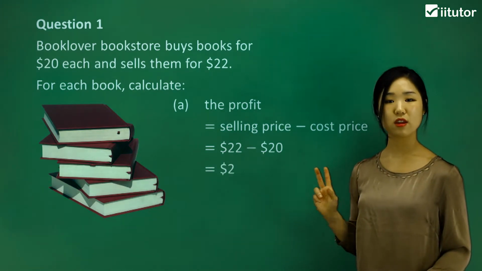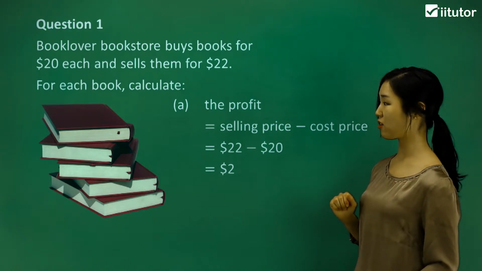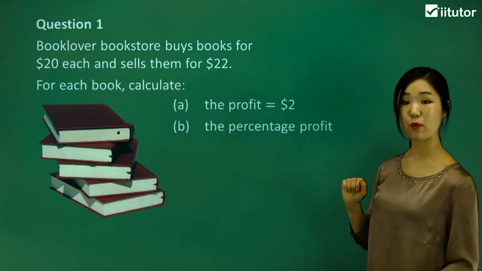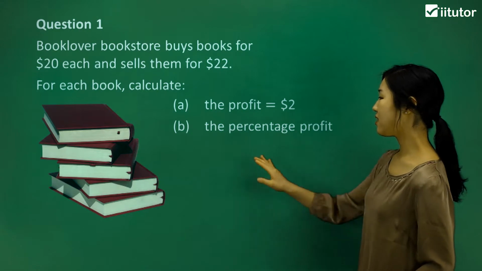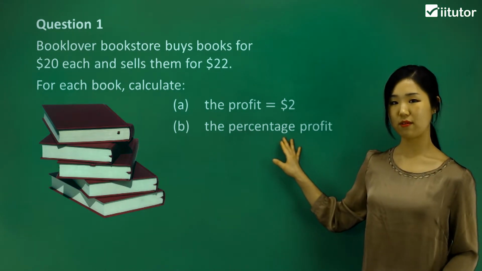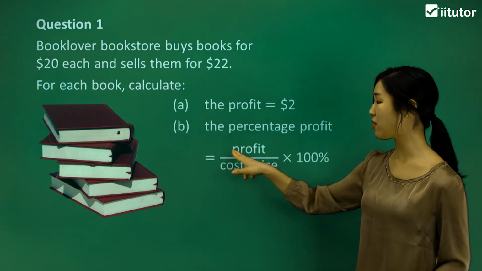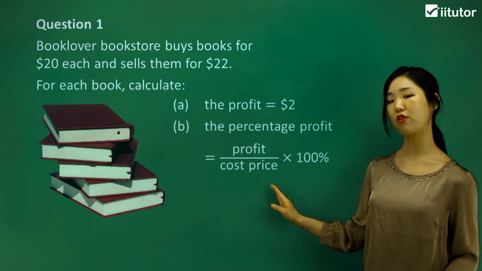So it's the difference between the two prices. That's the profit made for each book. Now, I'll just put the answer for part A here so we can use it. Part B asks us to calculate the percentage profit. Now hopefully you guys remember that formula I told you. Percentage profit is always the amount of profit over the cost price, not the selling price, the cost price.